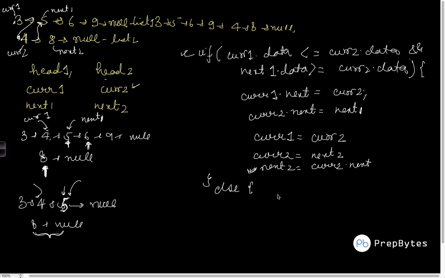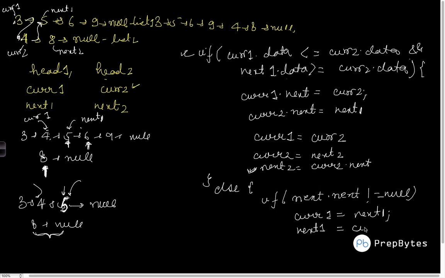One situation is that if there is an element after 5, if basically next one dot next is not equal to null, okay, this is how it is. Basically there is an element after 5. In that case, what we will do is that we'll update our cur1 to next one, and our next one will become cur1 dot next. There won't be any change in cur2, okay.